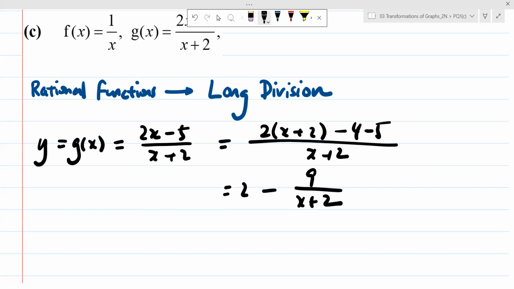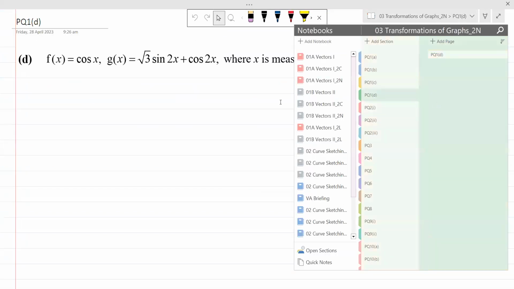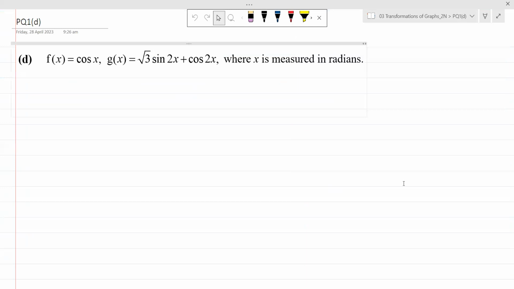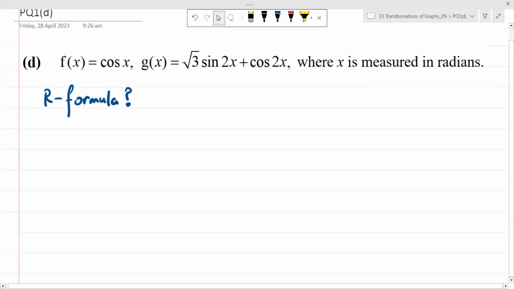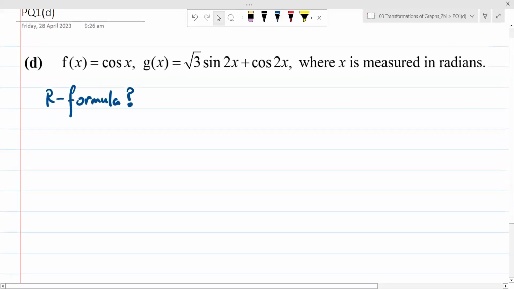Okay, so that's part C. Now part D, last one. Part D is not so common. Do you also recall your R formula? What's the R formula? Okay, the R formula, very simple.